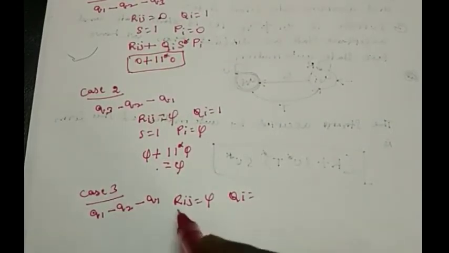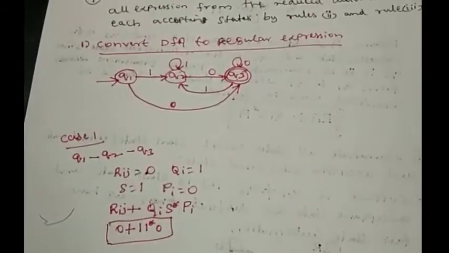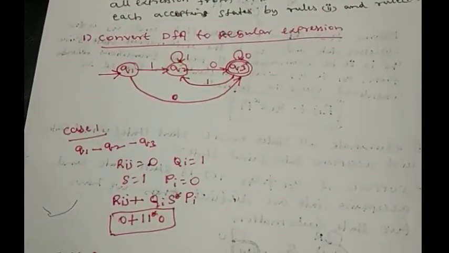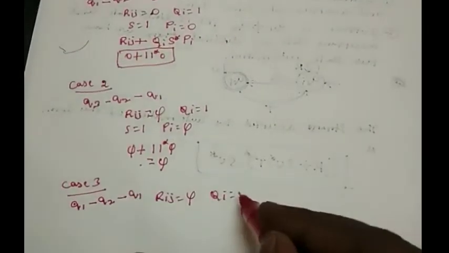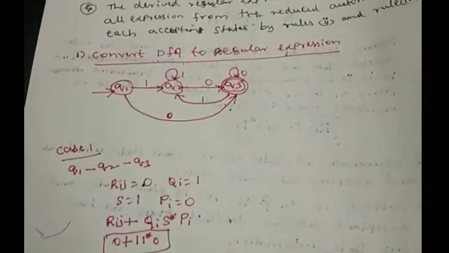Next is Qi. Qi means from the predecessor node Q1 to Q2, is there any edge here? Yes, Q1 to Q2 there is an edge called 1, so transition 1 is there. So Qi is 1. And the next is S. S is considered as the self loop on Q2 here. So S is 1, so I just make S equal to 1.